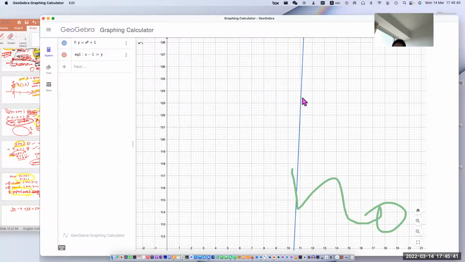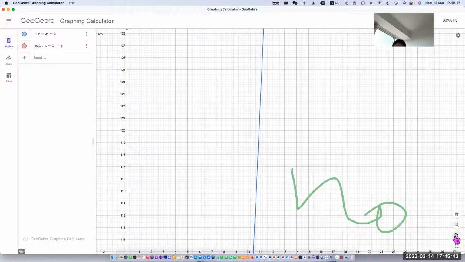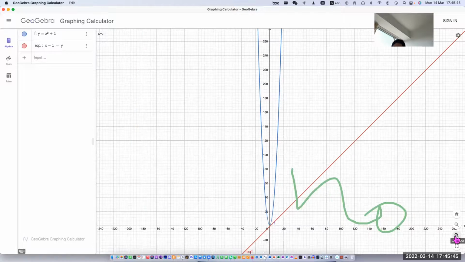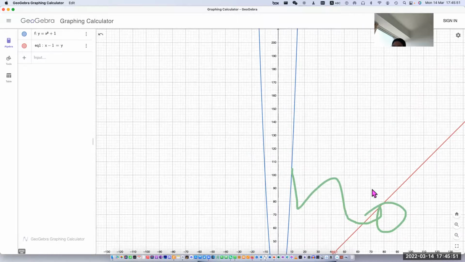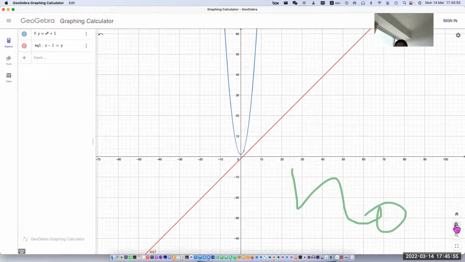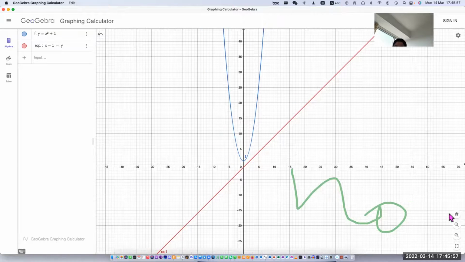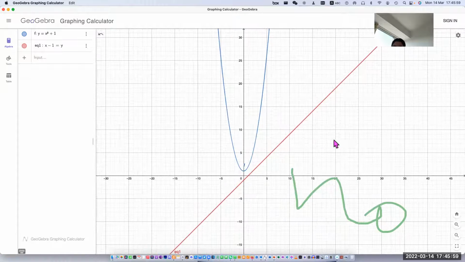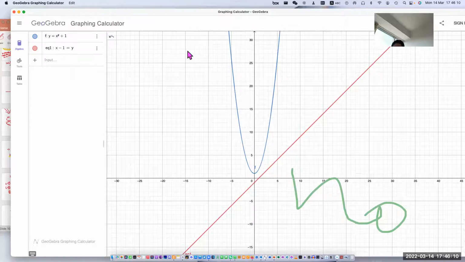Let's see. So I zoom in. Okay, so now you can see. Is there any intersection? The answer is no. Given these two functions, there is no intersection. So what does that mean? No intersection means what? No x and y.